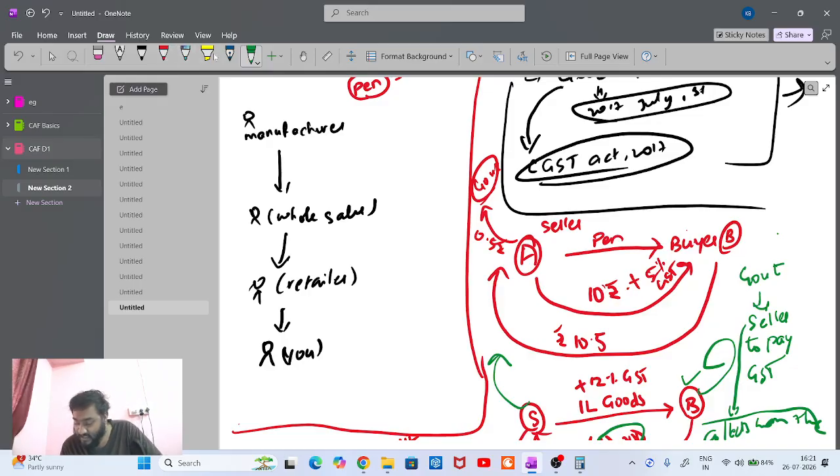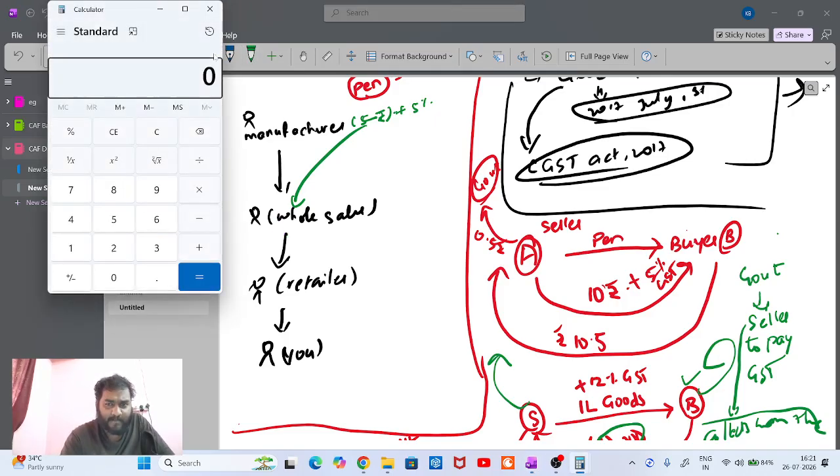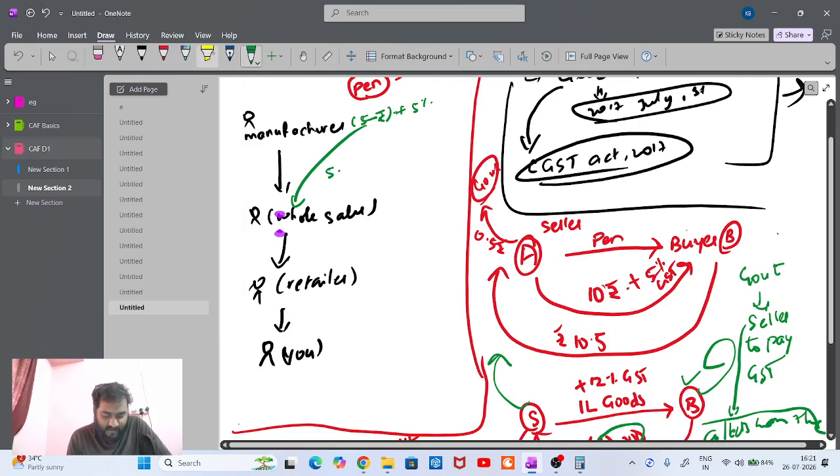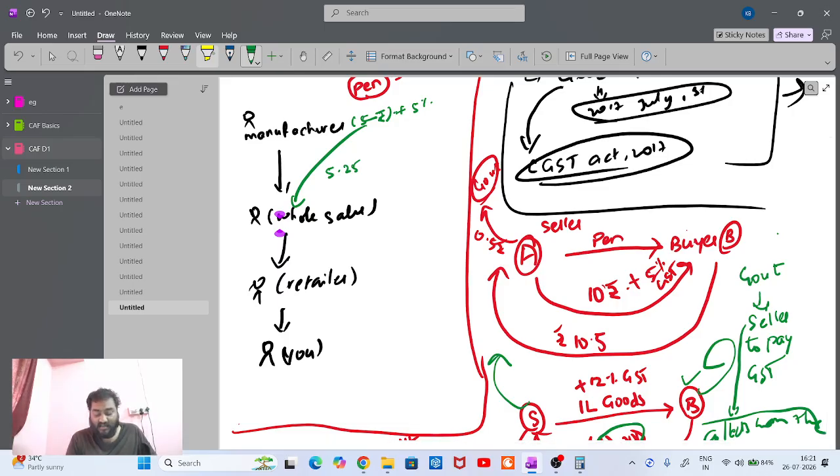So there is a manufacturer. The manufacturer manufactures a pen. For that his cost was 5 rupees plus GST of 5%, which he requires to be paid by him. What is 5 rupees plus 5%? It is 5.25. 5.25. Just try to understand the transaction.